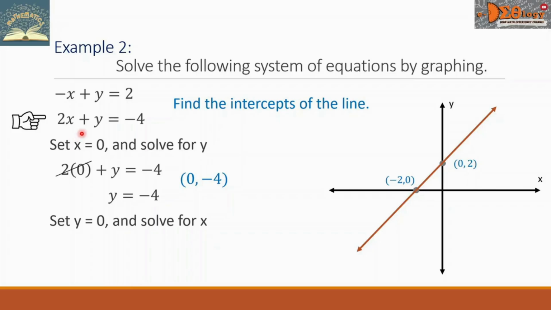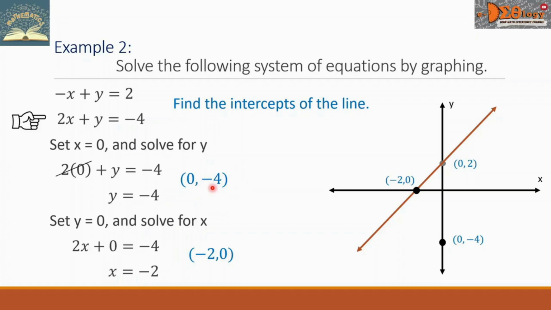So this 2x plus y equals negative 4 is now 2x plus 0 equals negative 4. We can remove this 0. Then this 2x equals negative 4. We divide by 2. So we get the value of x as negative 2. The second point is negative 2, 0. This is the x-intercept. Now we plot the 2 points.